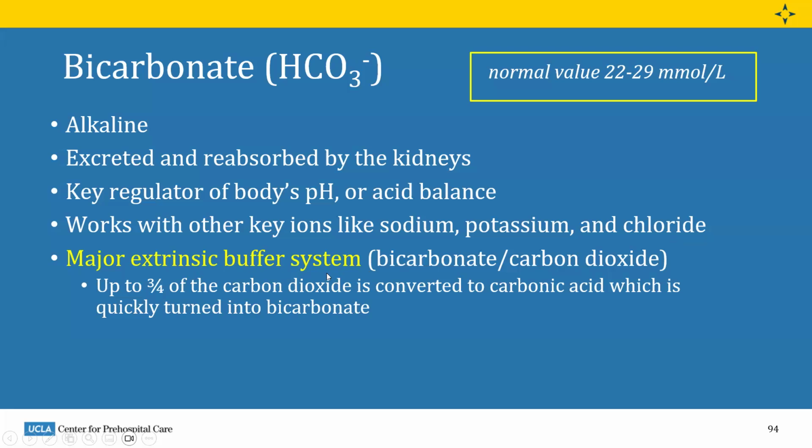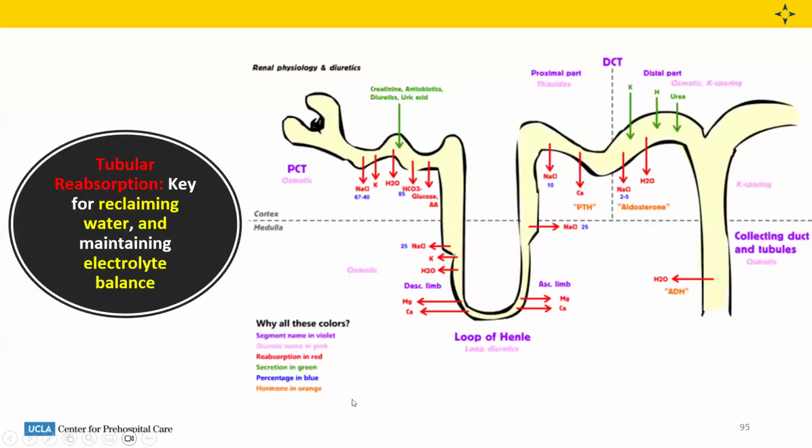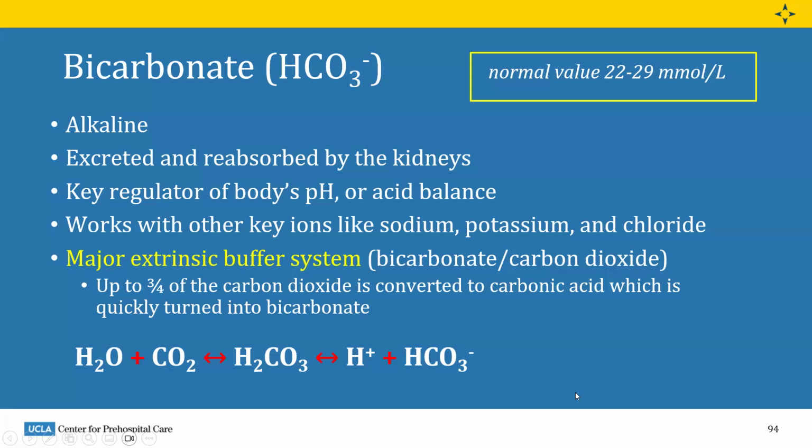Again, it's important for our buffer system. Essentially, about three-quarters of our carbon dioxide is converted to carbonic acid, and then that's turned into bicarbonate. So let me show you this formula. Essentially, carbon dioxide is going to dissolve in the water and form carbonic acid. And if carbonic acid gives up one of its hydrogens, it forms our bicarbonate. And that's going to give us an endless amount of buffer that can help us control our pH, right?